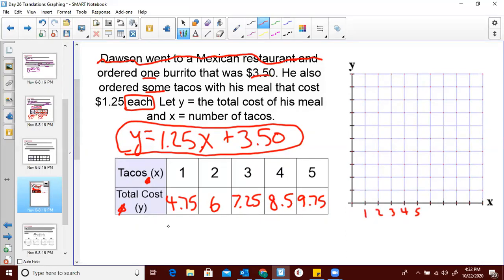For my y-axis, I see total cost. Well, I see my lowest number is 4.75, and my highest is 9.75. I could put 4.75 and 9.75 and break it down, but I'm going to use whole numbers. All right, so I'm going to use 4. I'm going to go 5, 6, 7, 8, 9, and I'm going to go above 9 because I'm going to have to get to 9.75. All right, so we always start here, which is going to be 0, 0.